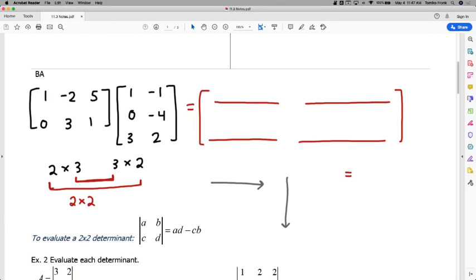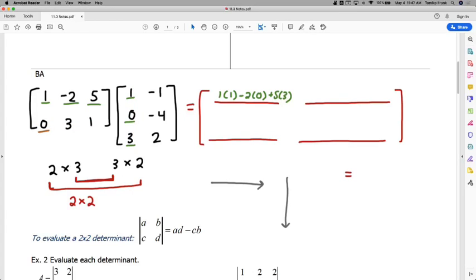Here's what we're going to do. We're going to take 1 times 1 and add to that -2 times 0 and add to that 5 times 3. We'll evaluate that number. That's going to be the first number in our final answer. Okay. Bottom left, that's going to come from the bottom row and the first column.